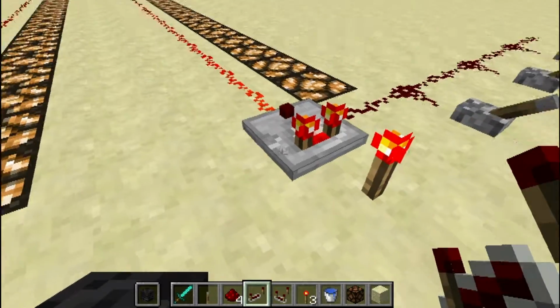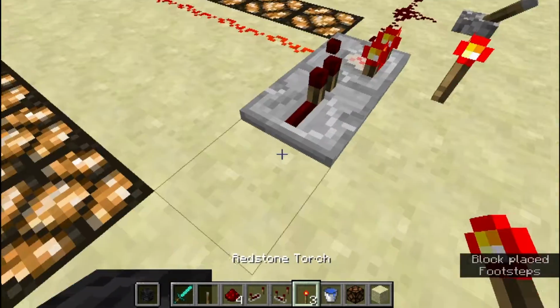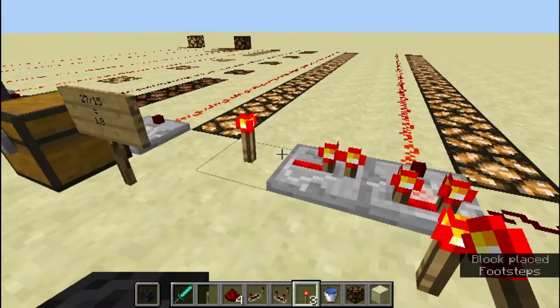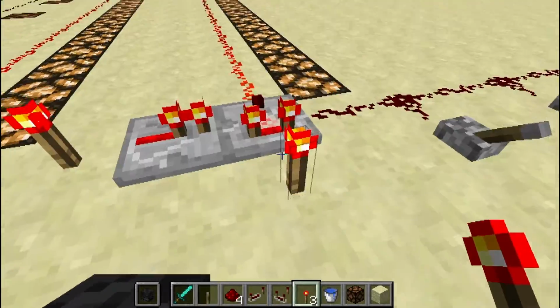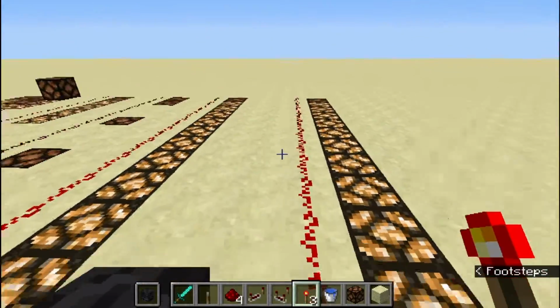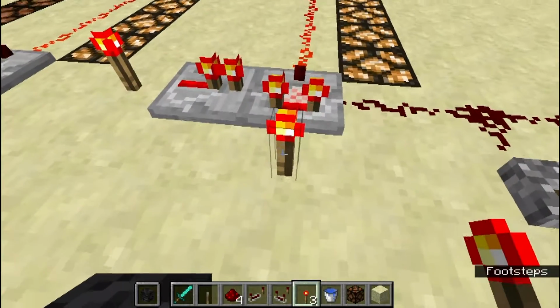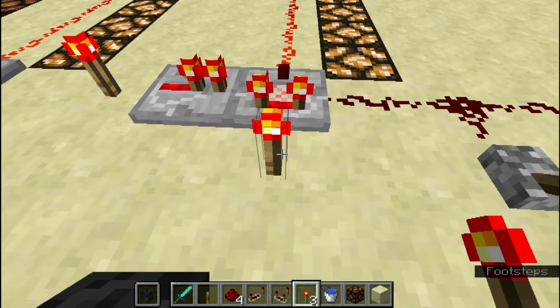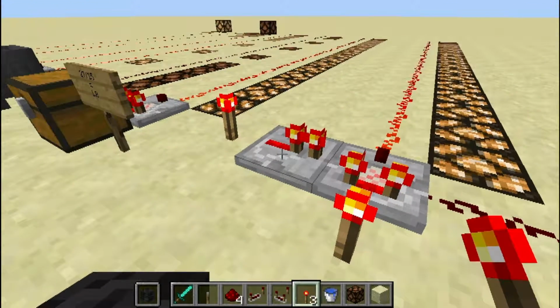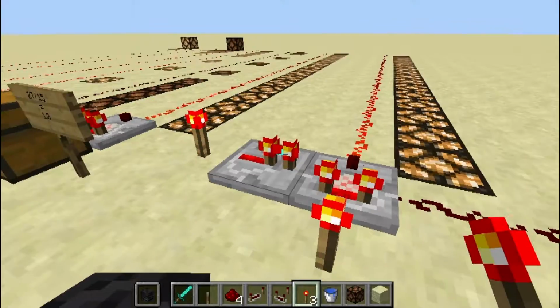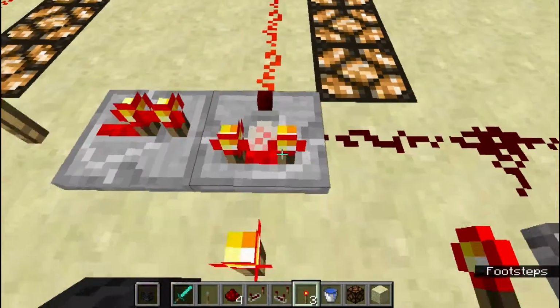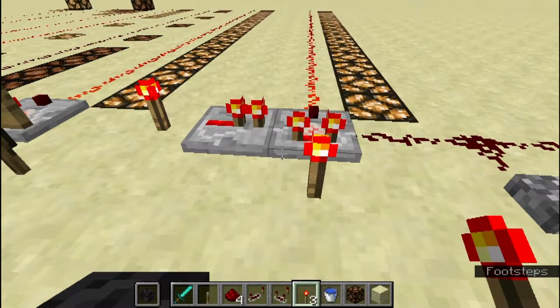So to recreate this, basically we have a power of 15 over here, and a power of 15 from behind. Both of them are equal, so it remains on. Basically it's read like this: is power behind greater than or equal to power beside? If it's greater than or equal to, it will cause a full force of 15 redstone power level.